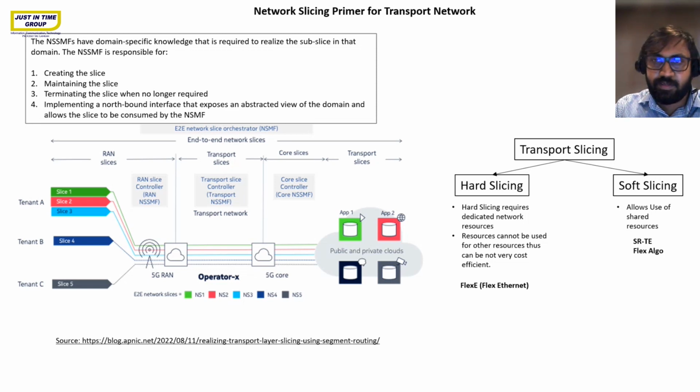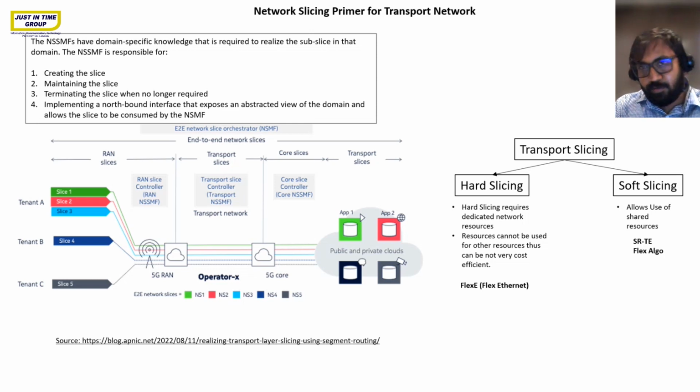What hard slicing means is that if you are carrying some traffic in the transport network, then you would dedicate resources to a slice. There are candidate technologies like Flexi Ethernet to cater to that. If you want to achieve hard slicing in a network, then you can use Flexi Ethernet. I will go through Flexi Ethernet briefly in upcoming slides.